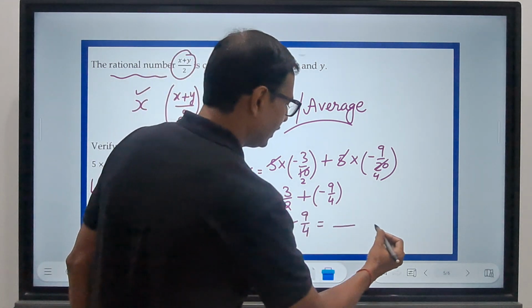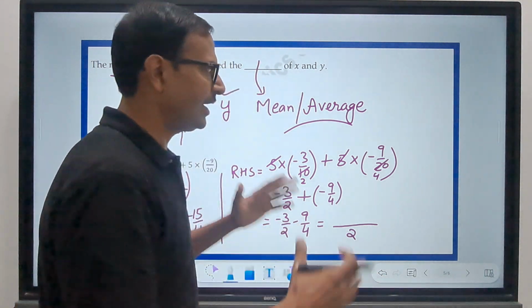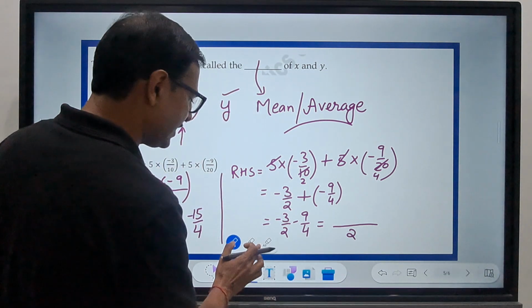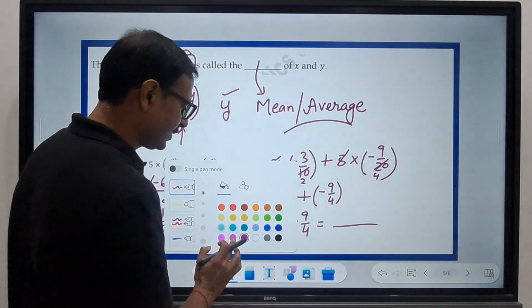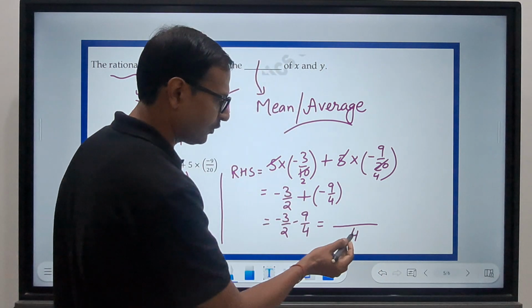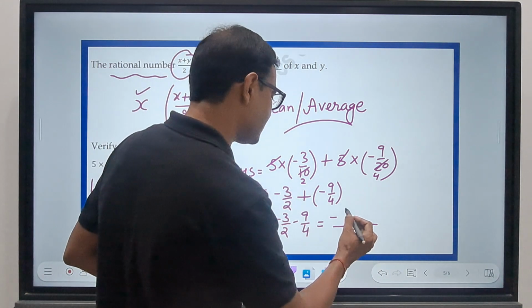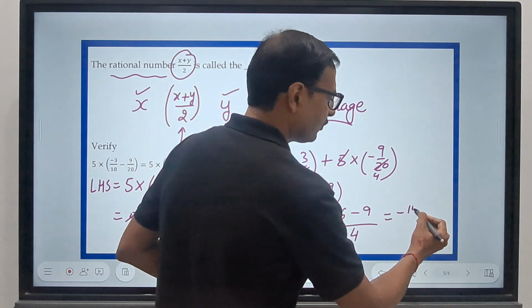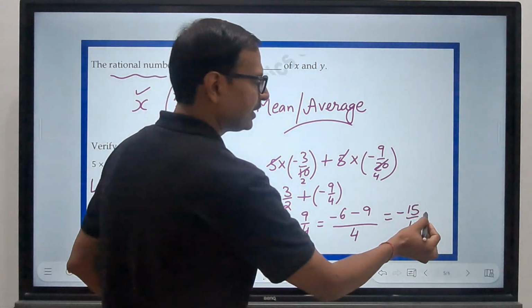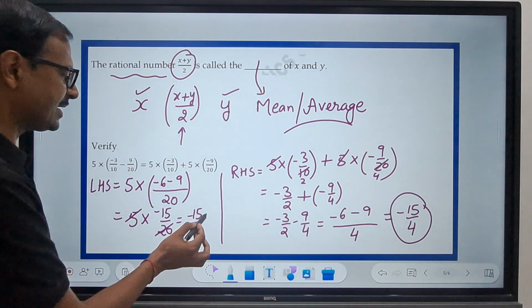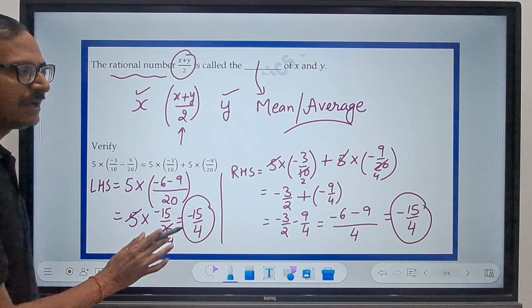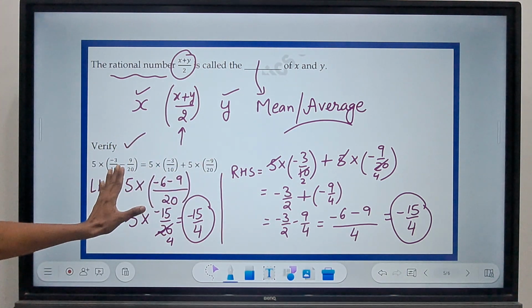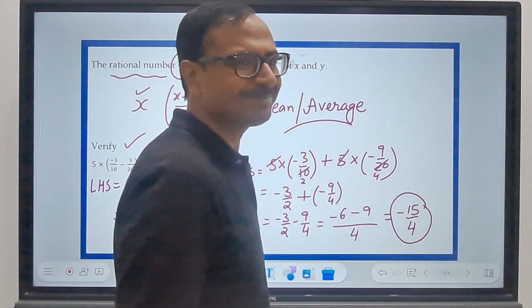I think you can take the LCM now, because you have seen the previous video, you have done enough of multiplications and divisions. So the LCM in this case is 4, right? So we have a 4 here, and then 4 divided by 2 is 2, so this becomes minus 6, and minus 9 retains its place, which gives you minus 15 upon 4 as the answer. And surprisingly, the answer we obtained here is exactly same as the answer we obtained in the left hand side, thereby proving or verifying that the left hand side and the right hand side of this expression is exactly same.